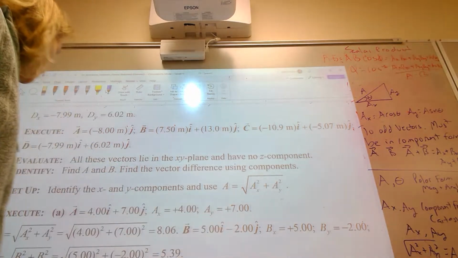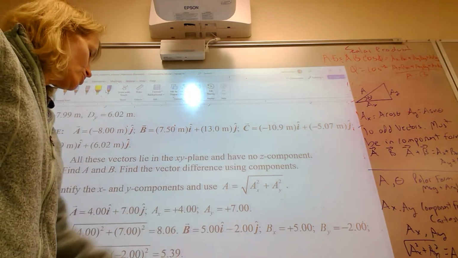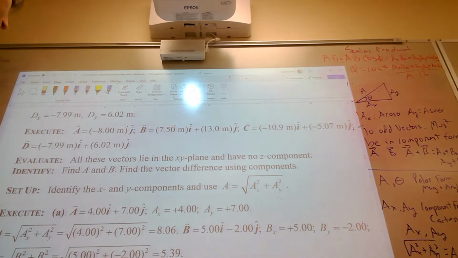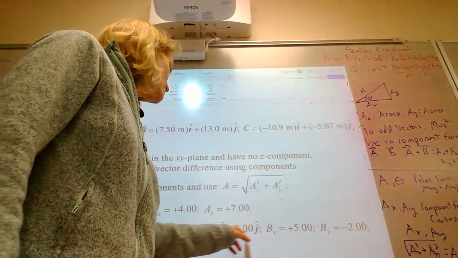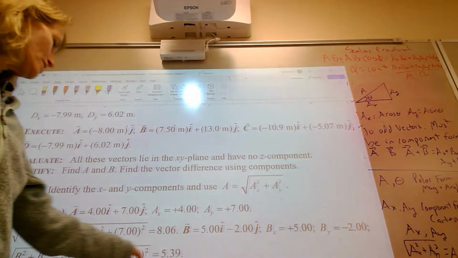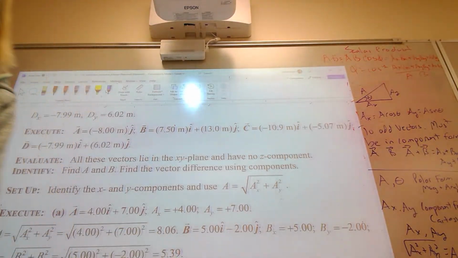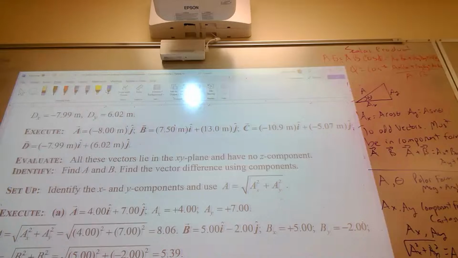All right, so we had this a. This is our x. This is our y. We get the magnitude. Use Pythagorean theorem. 8.06. Then we have b. This is our x. This is our y. The x is the i. The y is the j. We do the Pythagorean theorem. We get 5.39. So we're doing the same things over and over. Pythagorean theorem, arctan. Pythagorean theorem, arctan.